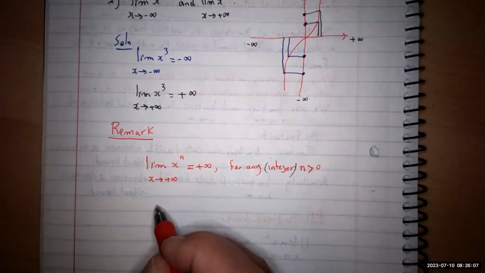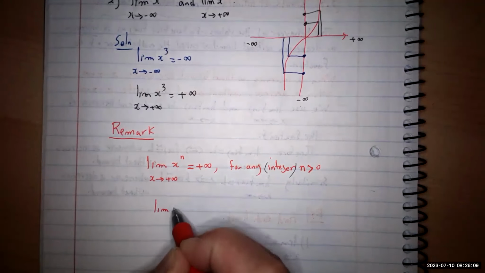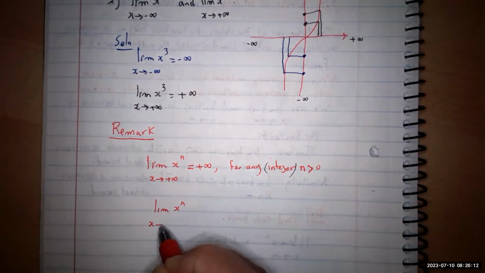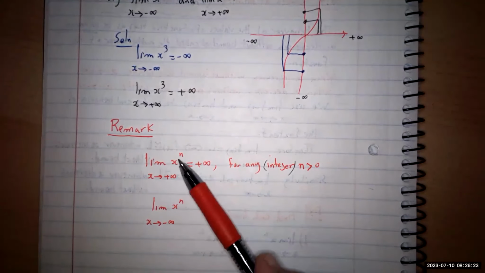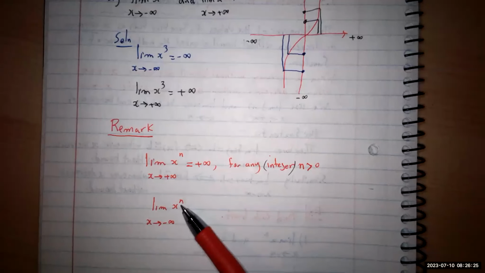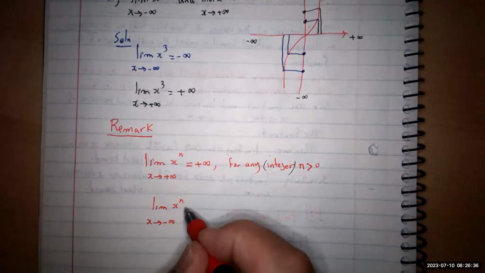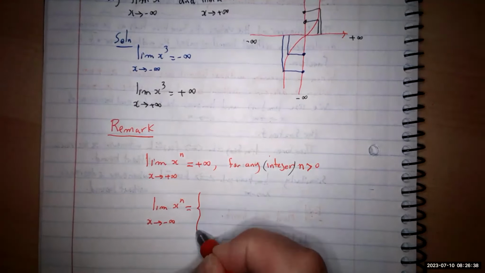Okay, but how about if x goes to negative infinity? Okay, the limit of x to the n, when x goes to negative infinity. Any suggestion for this one? You see, when x goes to negative infinity, we cannot do it right over here. So it depends on this power. If the power is going to be an even number, negative to the even power would be positive. So you have to break it in two parts.